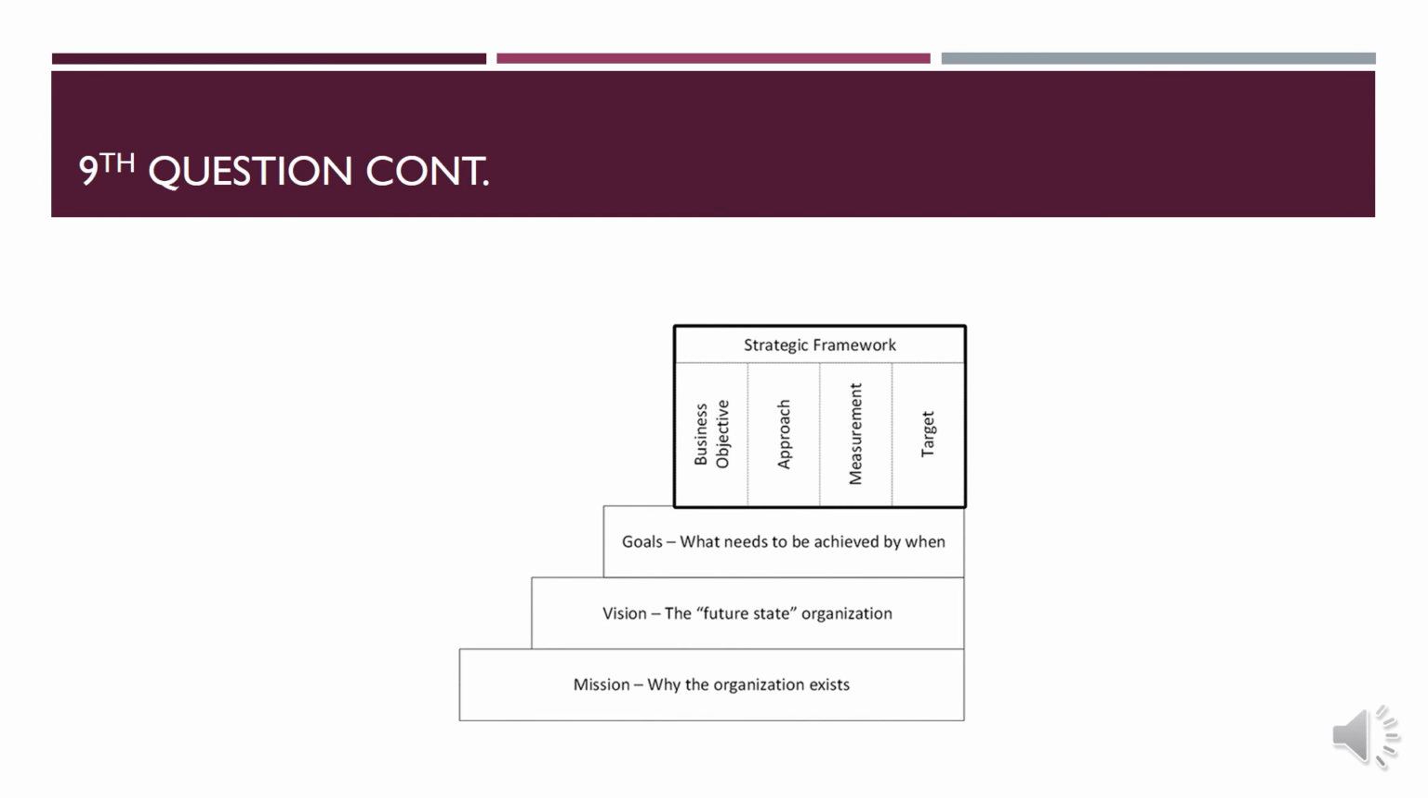And this is the model of the strategic framework. We can see business objective, approaches, measurement, targets, and the goals, what needs to be achieved by when; vision, the future state of the organization; mission, why the organization exists.